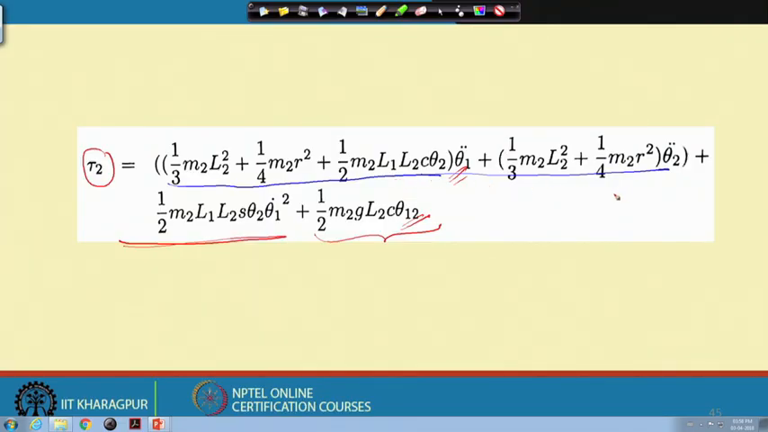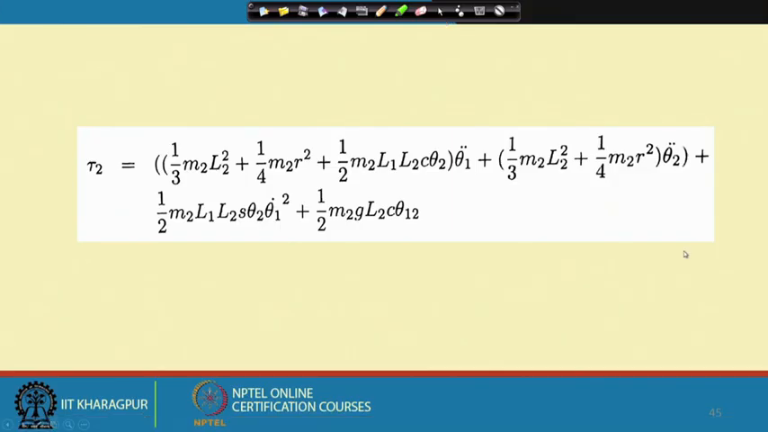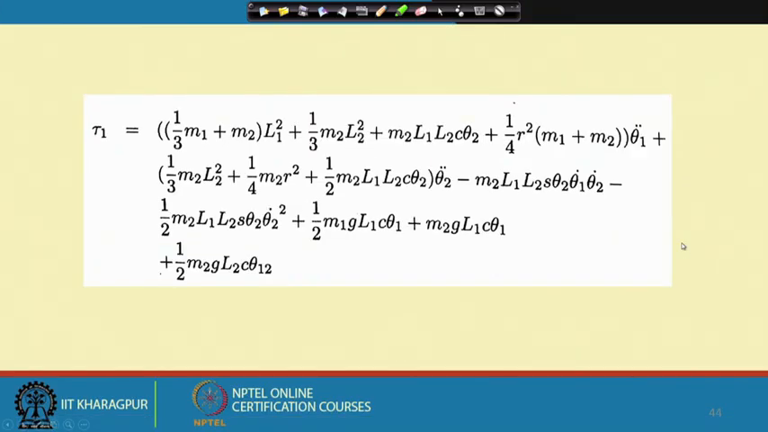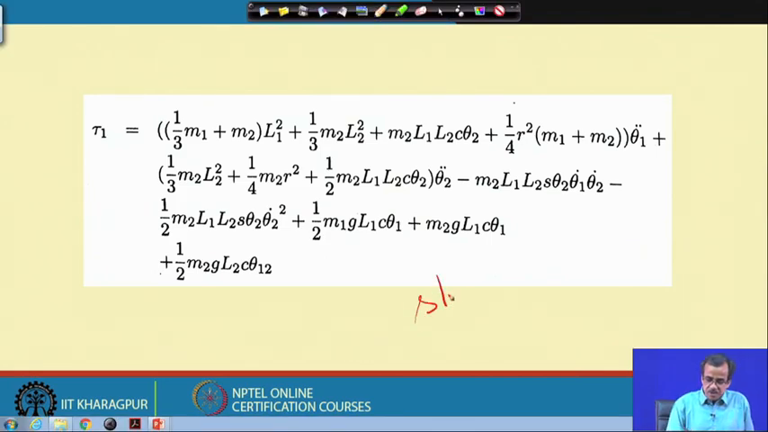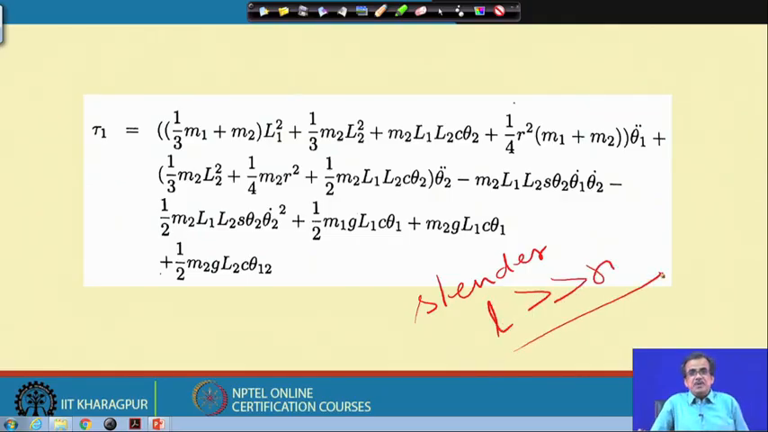Now, another thing I am just going to mention: if I consider the slender link, that means for a slender link, L is very large compared to R. So, the terms involving R square are small, and those terms we can neglect. For example, in this particular expression here there is one R square term. This particular term you can neglect and it will tend to 0 if you consider the slender link.